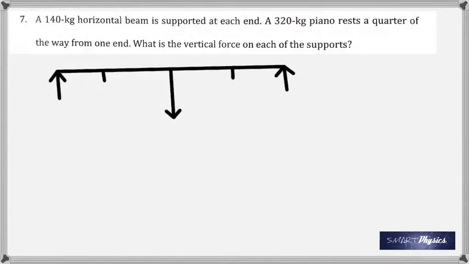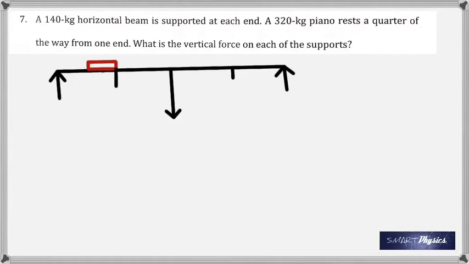Alright, number 7, you have a 140 kilogram horizontal beam supported at each end, and a 320 kilogram piano rests a quarter of the way from one end. So I've divided this into 4 parts, 1, 2, 3, and 4. So the piano is here, 1/4 away from one end, from this end. And you've got to find the vertical force on each of the 2 supports. You've got to find the force on this and this support.